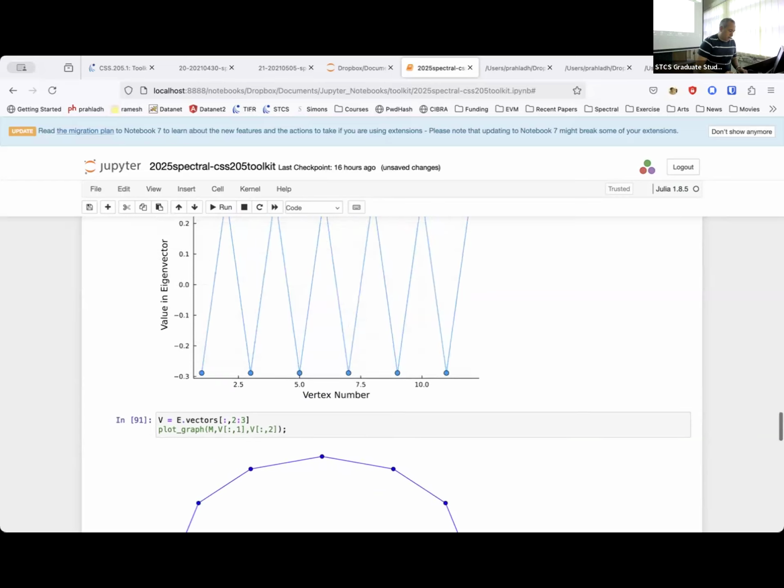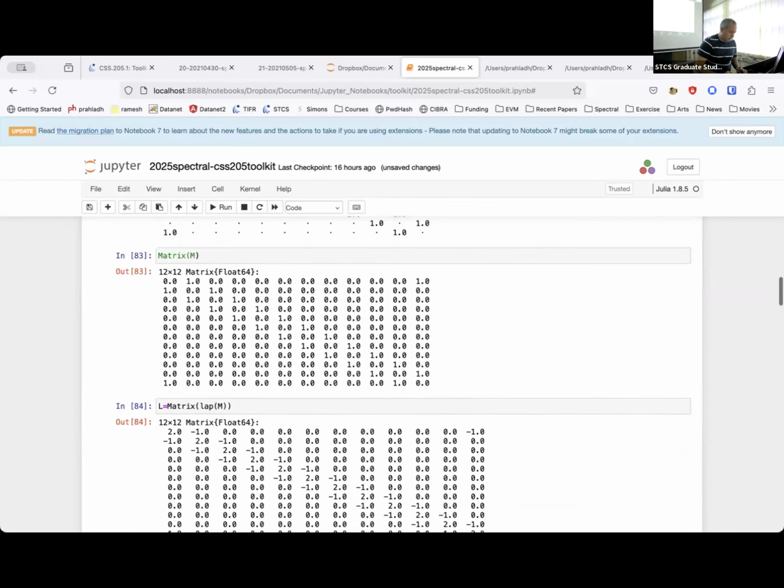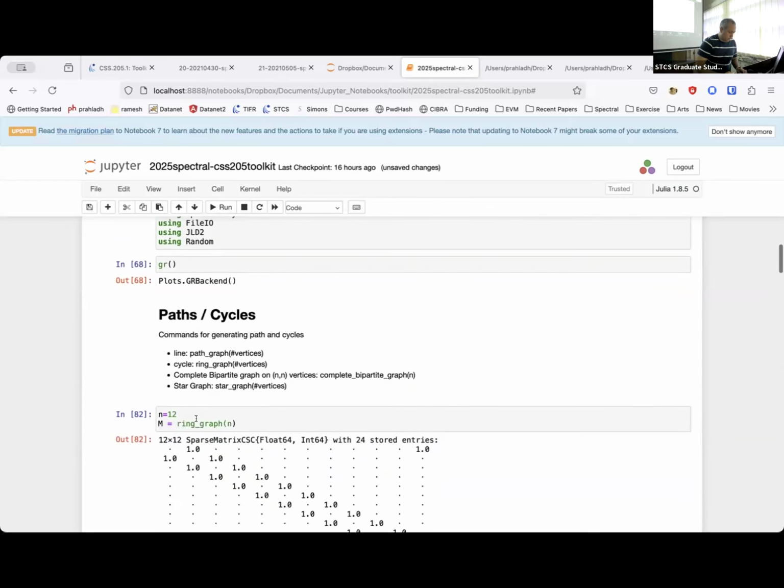Let's do the same thing for the path. You'll see more surprising things later on. And that plot is on a coordinate system. Yeah, there's an underlying coordinate system which I haven't put underneath.